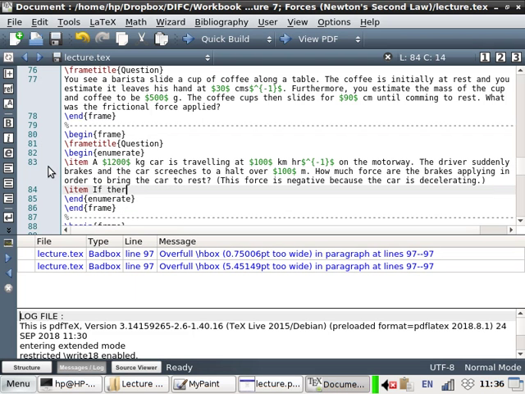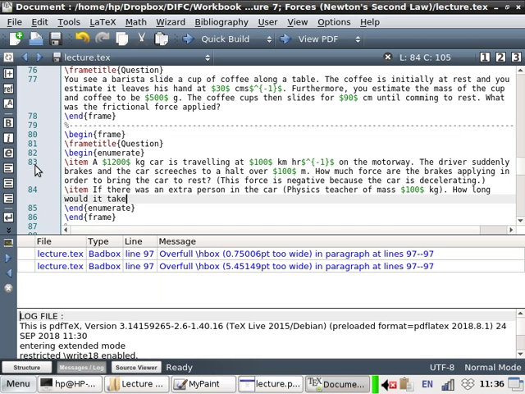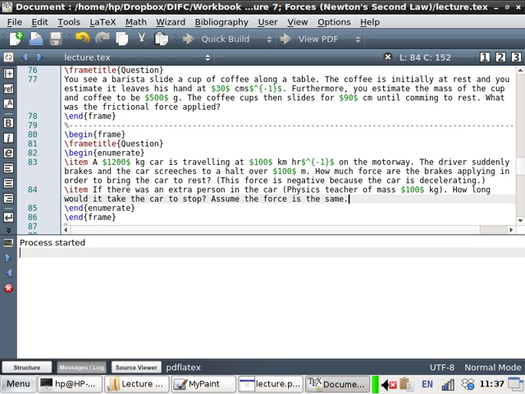If there was an extra person in the car, physics teacher of mass, let's say 100 kilograms, how long would it take the car to stop? Assume the force is the same. Alright, so I'm adding on a second part here.